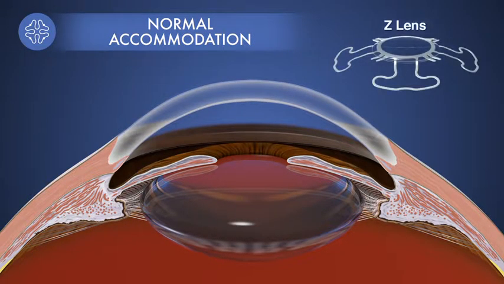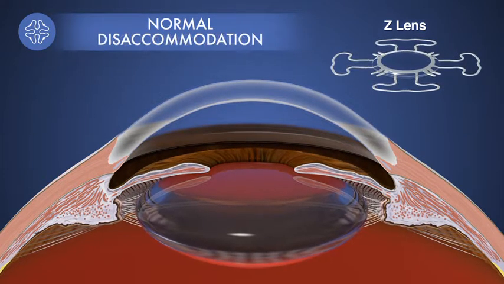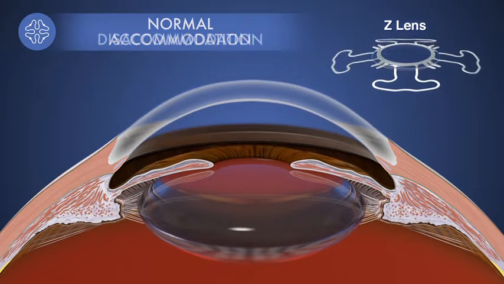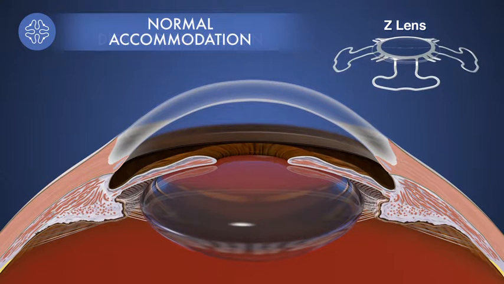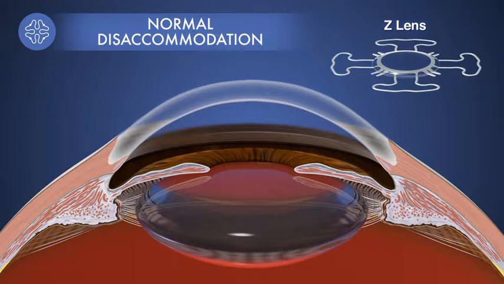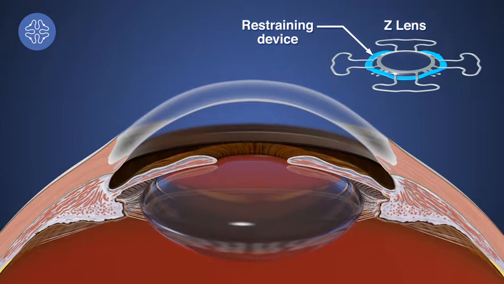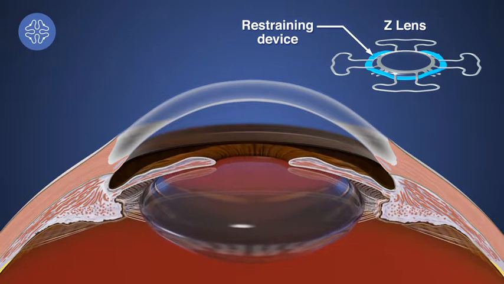Our Z-Lens intraocular lens is built to mimic this movement. In the Z-Lens resting state, the optic is vaulted forward by haptics that are angled backwards. As the ciliary body relaxes, zonules pull the haptics flat, moving the optic backwards. When the ciliary body contracts, the haptics vault the optic forward. In this way, the Z-Lens moves back and forth in much the same way that the natural lens does during accommodation and disaccommodation. Before use, the Z-Lens is temporarily restrained in a flat configuration.